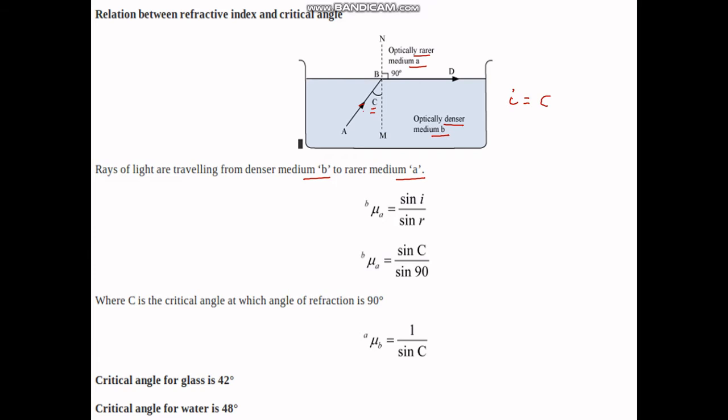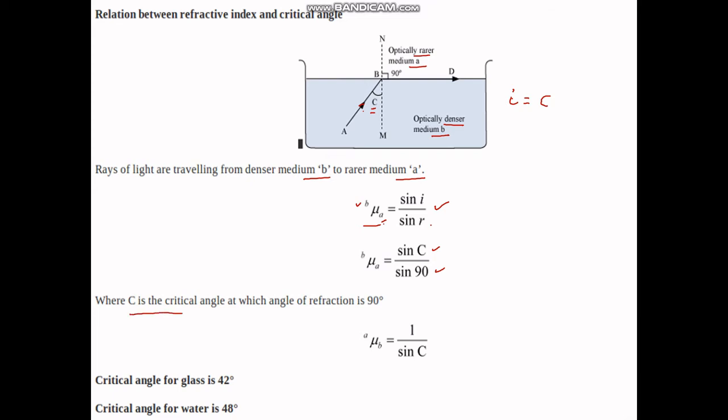So how do we find the refractive index? It will be B mu A. That means refractive index of rarer medium with respect to the denser medium will be written as sine i upon sine r. This is the usual formula for finding the refractive index. Now let's substitute the value. Now here i is C and r is 90 degrees. So we get refractive index B mu A equal to sine C upon sine 90.